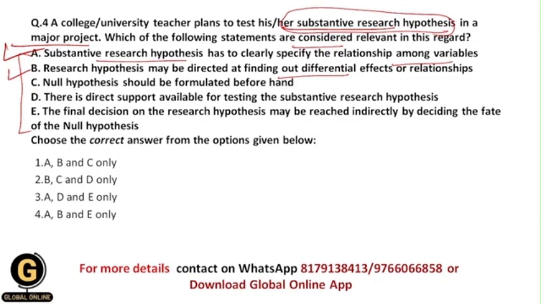Null hypothesis should be formulated beforehand. So here we are going to test the research hypothesis, and that's why beforehand we don't need to formulate a null hypothesis. So this statement is incorrect. There is direct support available for testing the substantive research hypothesis. No, basically this thing does not happen in the research process, because whenever there is direct support available for testing the substantive research hypothesis, then this comes under an unethical research process, and that's why this statement is again incorrect.